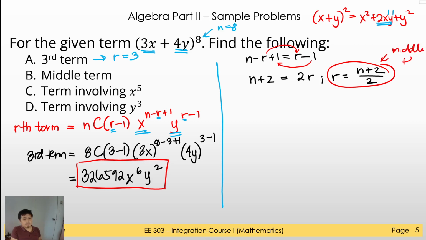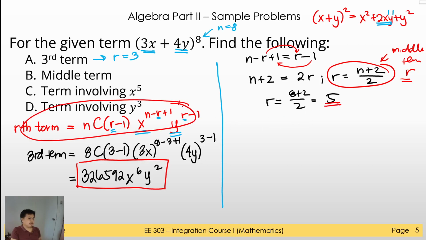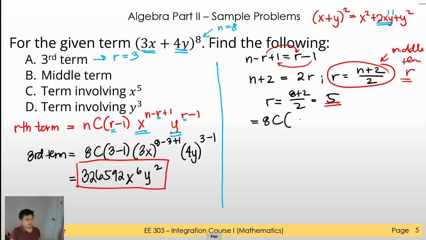Middle term, r. So therefore, the r here for the middle term is (8 plus 2) over 2. That will be 10 over 2, which is 5. So to solve this, again just input the r term. So we know that the middle term will be equal to 8C(5 minus 1), and then 3x raised to (8 minus 5 plus 1), and then 4y raised to (5 minus 1).